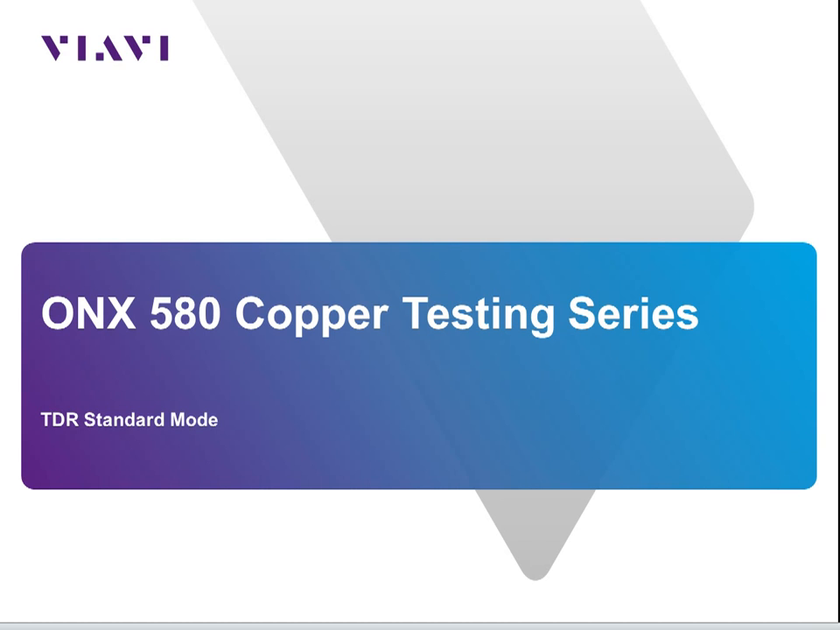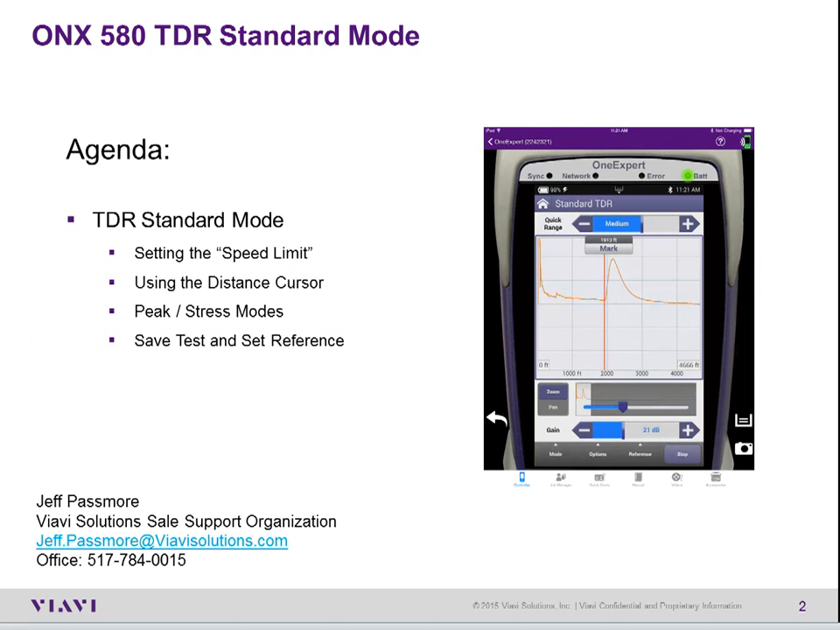I will be your host on a continuing series of copper testing videos using the new ONX 580 test platform. Today's session will be a continuation of our discussion of time domain reflectometer, or TDR, discussing TDR use in the standard mode of operation. During this presentation, we'll discover how to set the velocity of propagation, or speed limit as I like to call it, how to use the distance cursor, innovative modes such as peak and stress, setting a test reference, and saving test results. So with that, let's move over to the ONX.